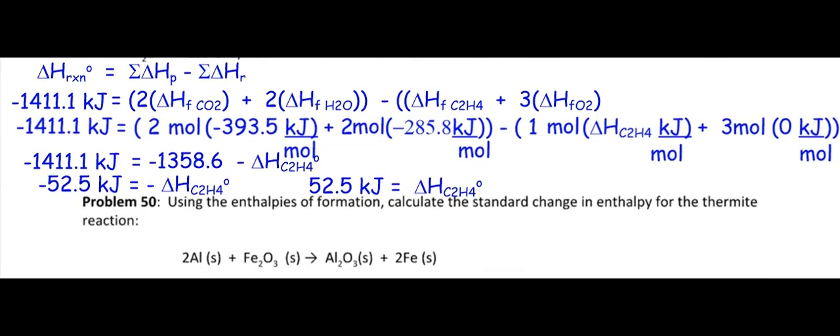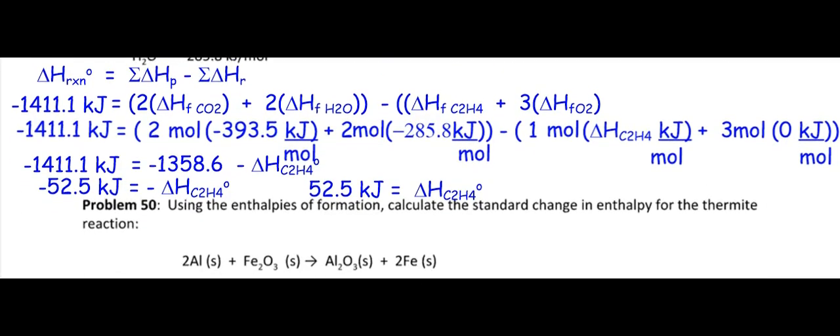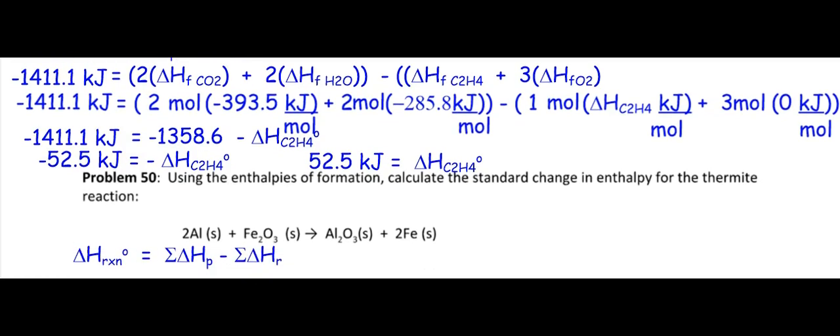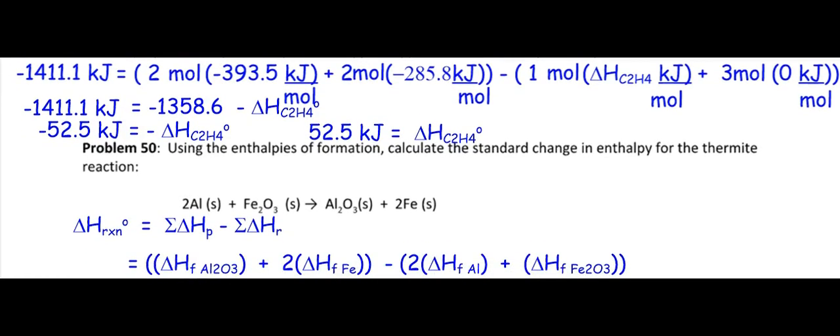So it says, using the enthalpies of formation, calculate the standard change in the enthalpy for thermite. Go ahead and do that right now and see what you get. Okay, let's see how you did. I hope you wrote down your formula to start with. Wouldn't that be nice? All right, and then I plugged in the value. So here's your aluminum oxide, here's your iron, minus your aluminum here and your iron 3 oxide.